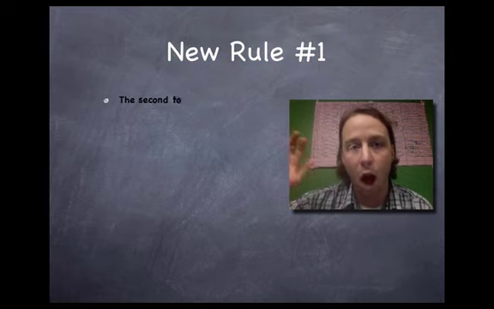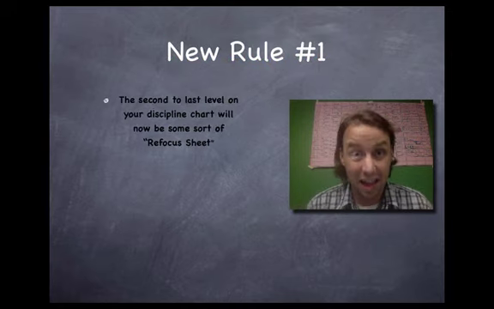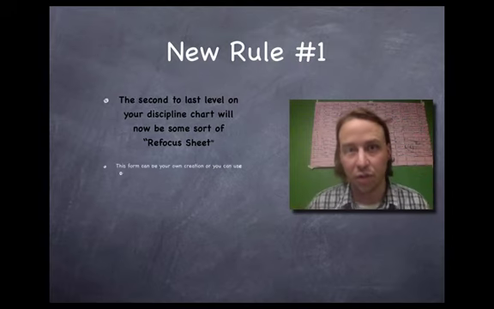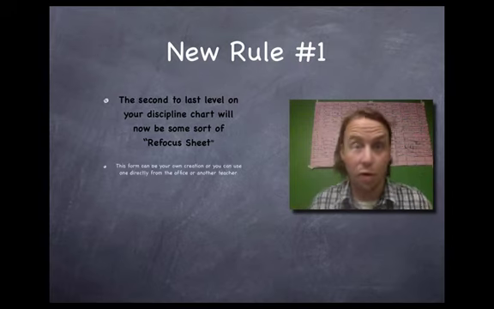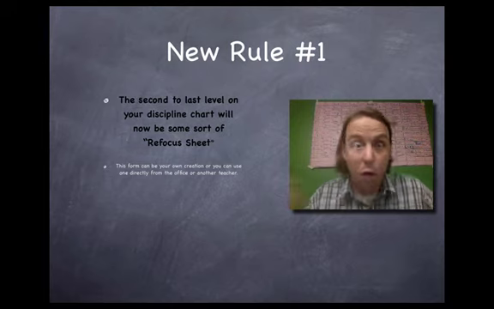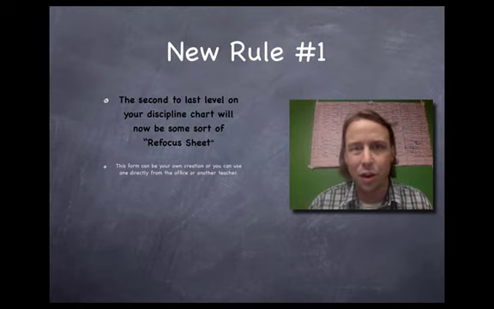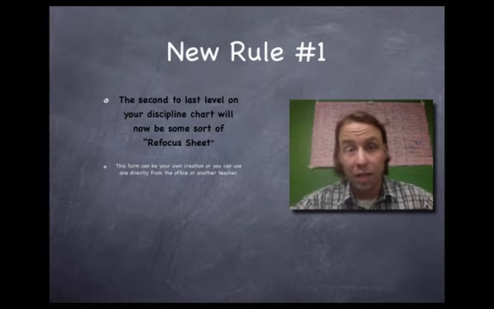Rule number 1. The second to last level of your behavior chart in your classroom has to include a refocus sheet of some sort. So you can make your own. You can get it from another teacher. The office is going to have one. I know Ryan has one that's pretty good that both he and I use. But there's one in the office. I'm pretty sure Kim has it. If you want to use that one, you can use that one or make up your own.